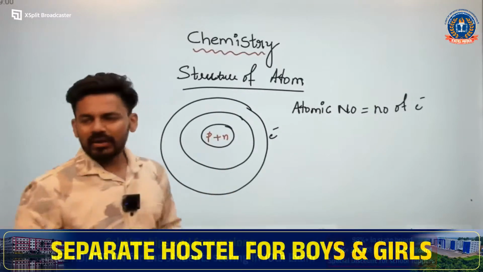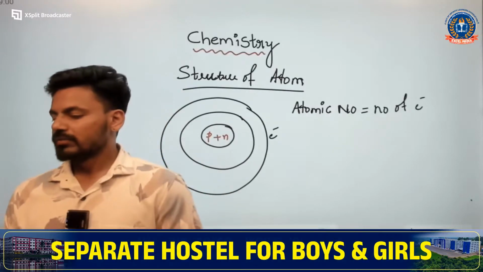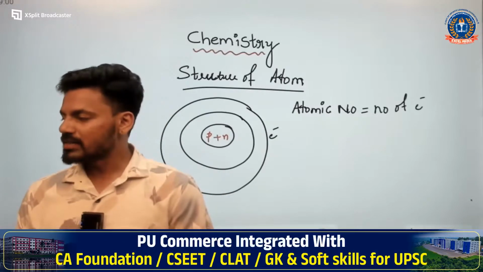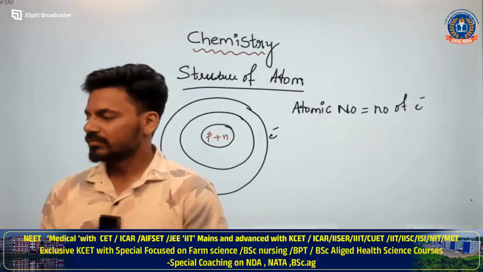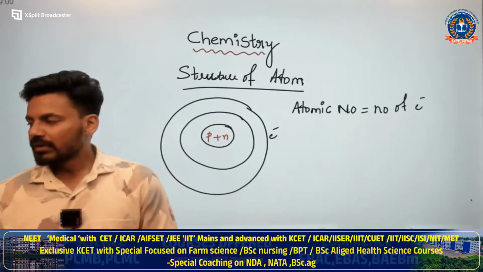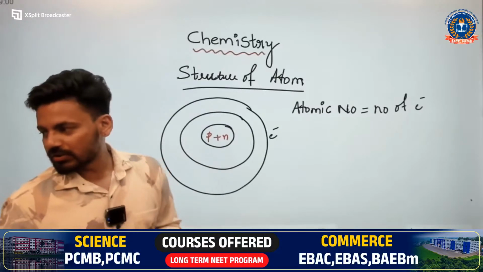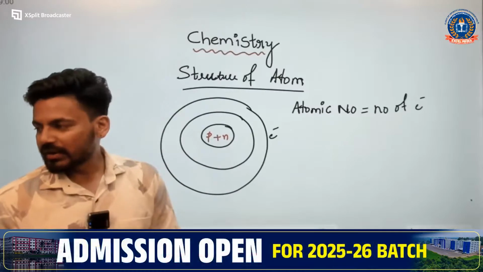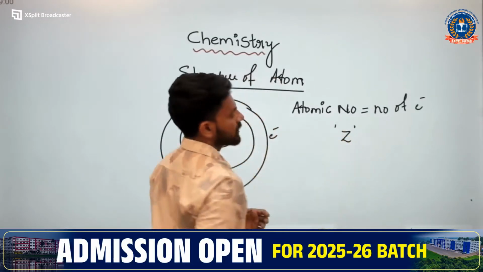So what is the symbol? Can anybody tell me what is the symbol for atomic number? Yes, exactly correct. Please tell me what is the symbol of atomic number? Very good, very good. Sudanva, Tulasi, Pragati, everybody is answering. Atomic number is represented by Z.